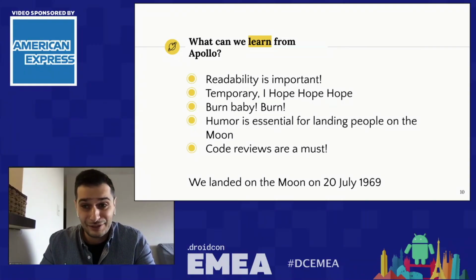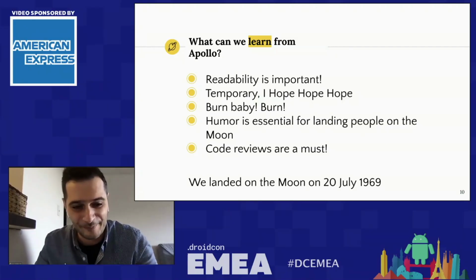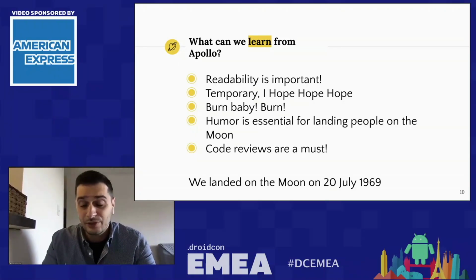I saw some interesting comments in the source code, and you can see 2 of them here. The first one was "temporary, I hope." But obviously the code that they wrote was not temporary. So whenever you write software, please keep that in mind. And this was kind of funny, "burn baby burn." This was a comment about the function that was starting the main ignition engine, so pretty much launching the rockets, which kind of tells me that humor is essential for landing people on the moon, and humor is essential for any project. And most importantly, code reviews are a must.